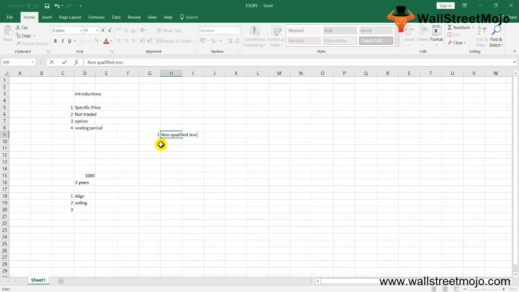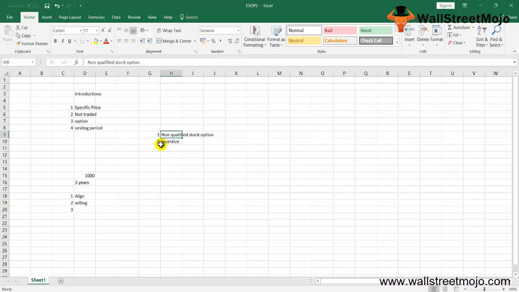Non-qualified stock option, and the other one is the incentive stock option. Okay, so these are the two types. Now, first, the non-qualified stock option. Stock options are sometimes referred to as non-statutory stock options because these options are open for taxability. In other words, the non-qualified stock options are taxable.